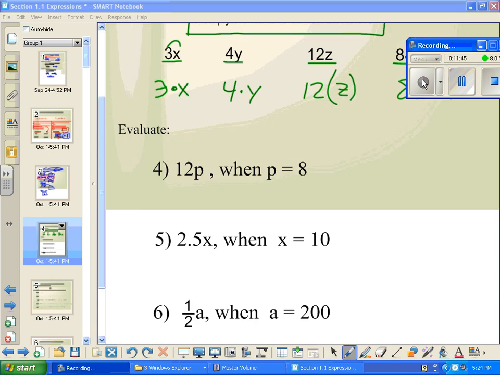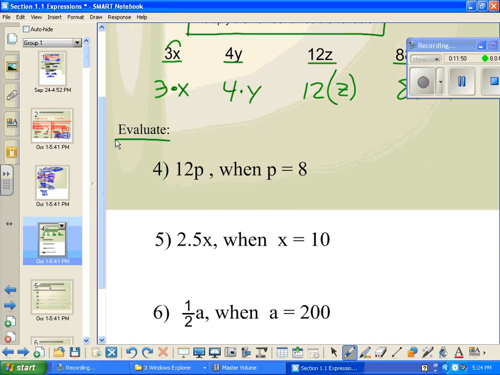So then continuing off that, if I see a problem that says evaluate, again, that means find the value, find the answer. 12p, this expression says, when p equals 8. Okay? Well, this means you're going to put 8 right in there for p. But what I see is a common mistake. Sometimes I see this very often. When people are going through problems like this, here's what they think to do. They say, okay, well, 8 equals p, and then there's a 12 here, so this must mean 128, okay? But no, that's not what this means at all.